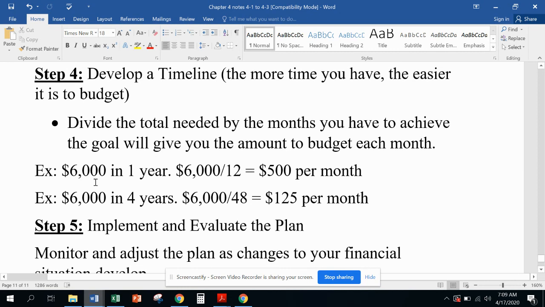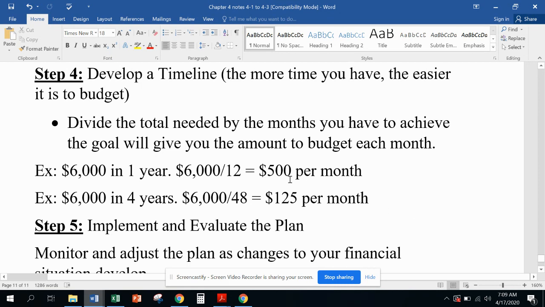But you can see that if you have that same numerical goal, but you plan for it in 4 years. Well, 6,000, 4 years, 12 months a year, that's 48 months. 6,000 divided by 48, that's only $125 per month. And that's pretty easy to work into a monthly budget. So the more time we give ourselves, the easier it's going to be to finance.